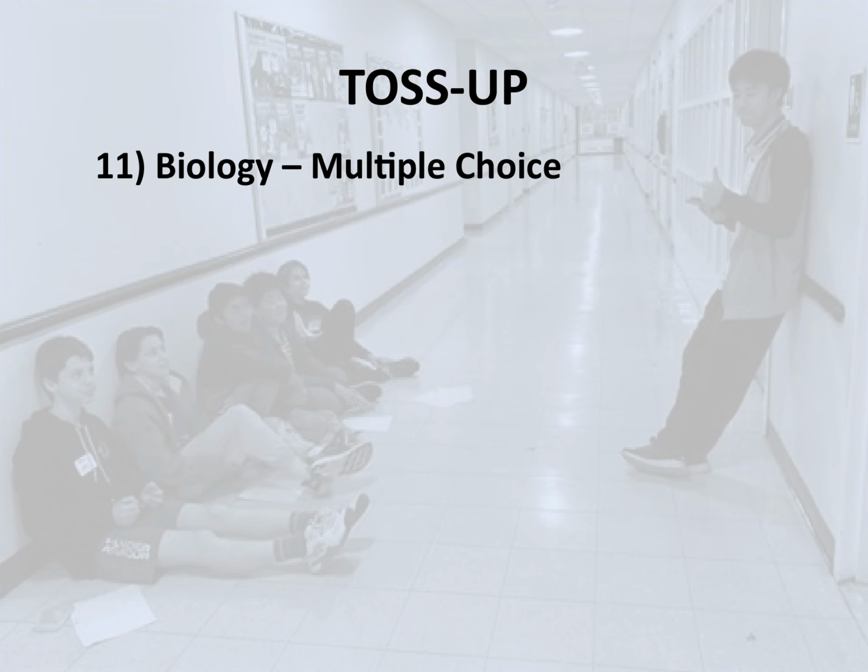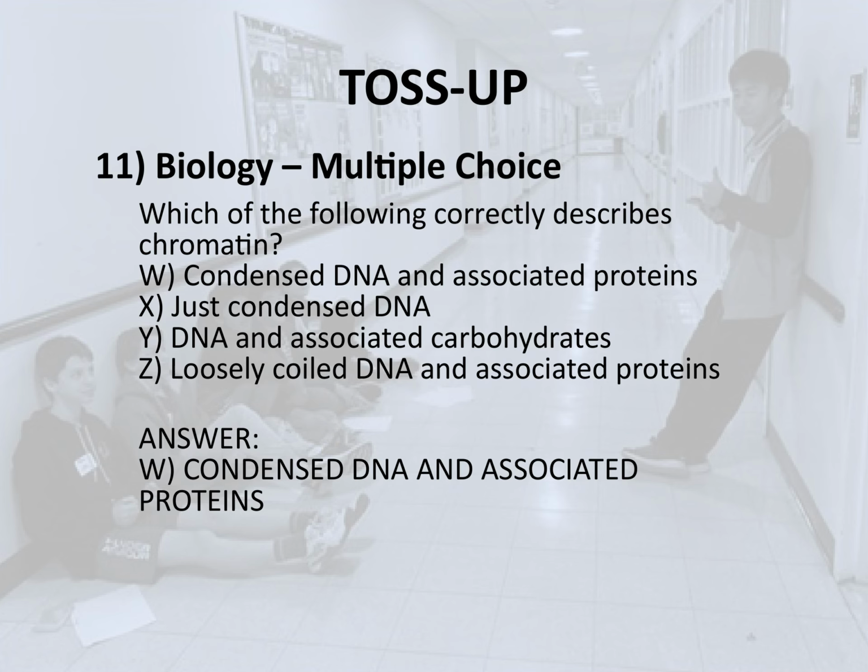Toss-up 11. Biology, multiple choice. Which of the following correctly describes chromatin? W. Condensed DNA and associated proteins. X. Just condensed DNA. Y. DNA and associated carbohydrates. Z. Loosely coiled DNA and associated proteins. Answer: W. Condensed DNA and associated proteins.